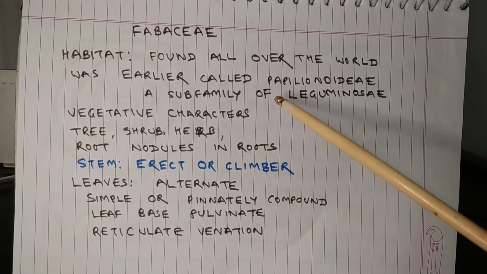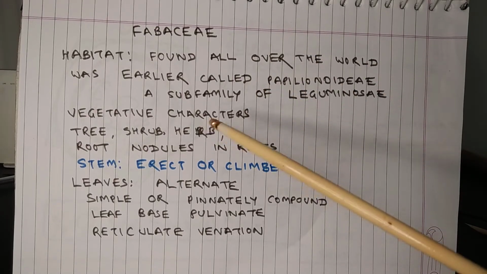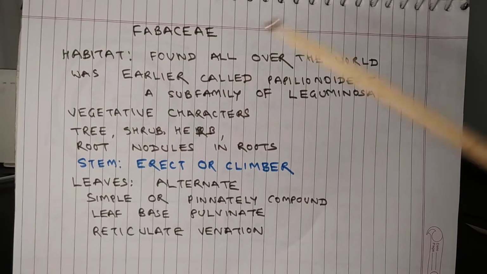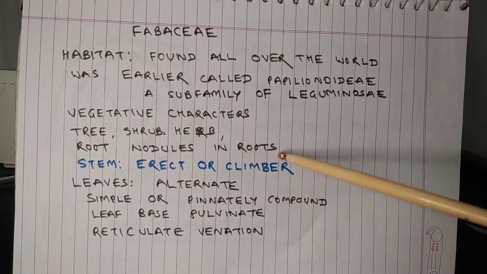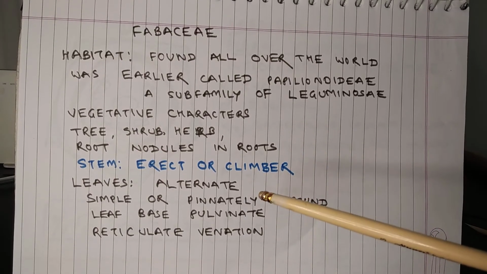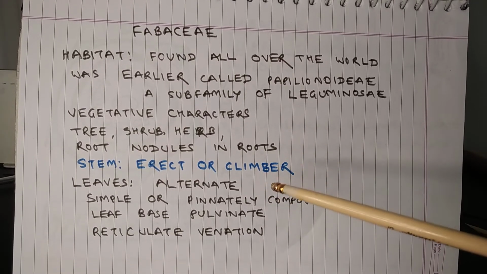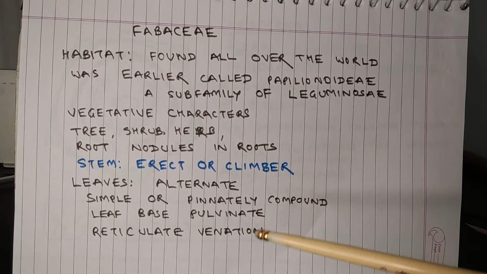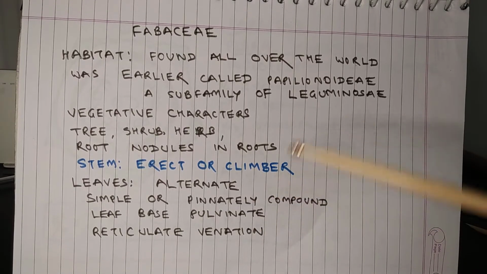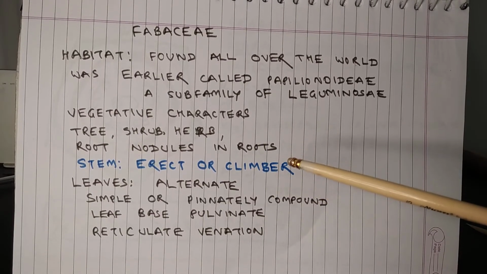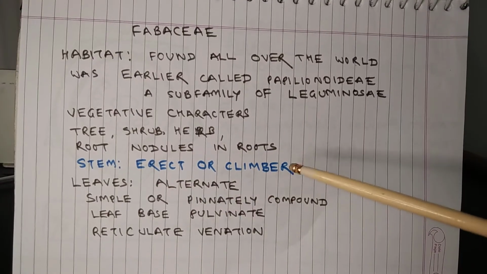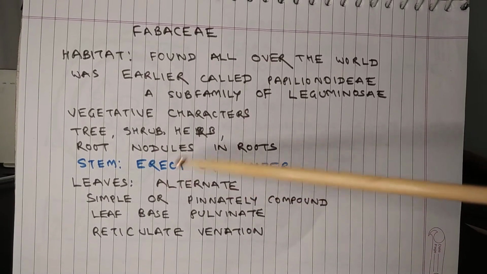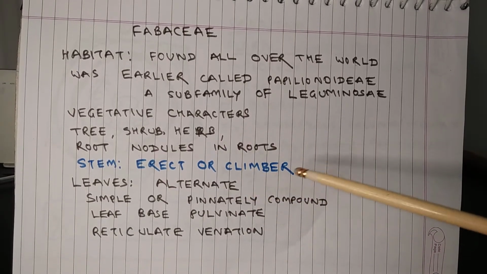As far as vegetative characters are concerned, these plants can be trees, shrubs and herbs. And what is special about these plants is that root nodules are present in roots. If you can recall about nitrogen fixation, you must have read that in the root nodules of leguminous plants, Rhizobium bacteria live in symbiotic association, and these bacteria help in nitrogen fixation in soil. Stem can be erect or it can be climber, so it depends. In some of the plants it can be erect, in some others it will be climber.